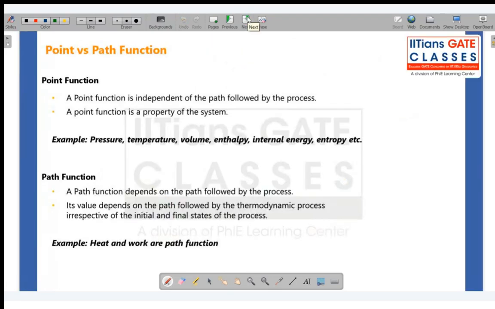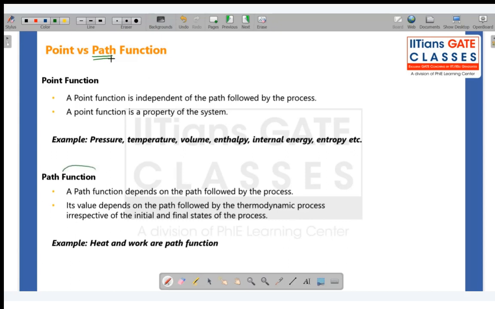Now, point and path function. So what is point and path function? As the name suggests, first let's understand path function. My cursor is creating some disturbance. Yes, that is my pen, there's a button here, and if I click, it does something. So let's understand path.